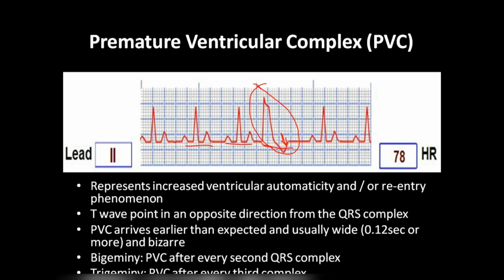If it is appearing after 3 normal QRS complexes, then it is called a trigeminy. This ECG shows a trigeminy. Okay, so PVC occurs after a third complex. Okay, 1, 2, 3. After the third complex there is a premature ventricular complex.